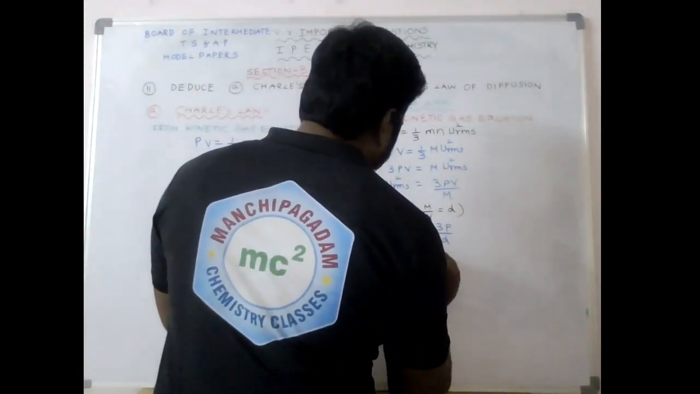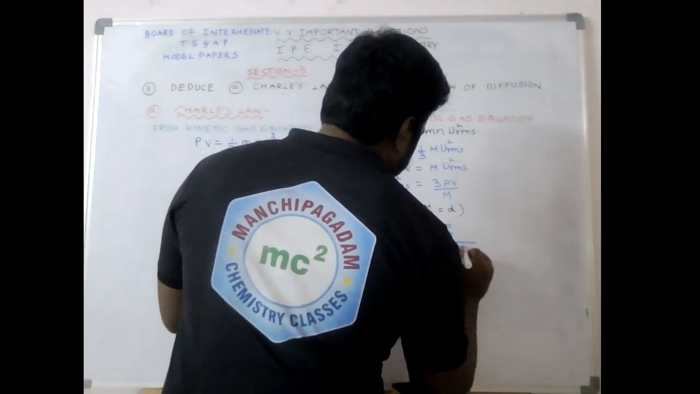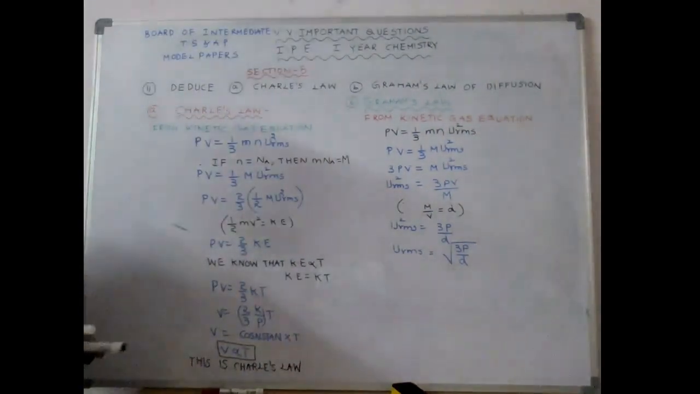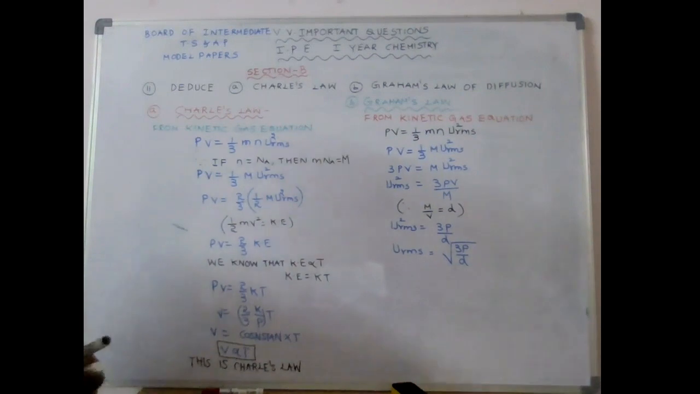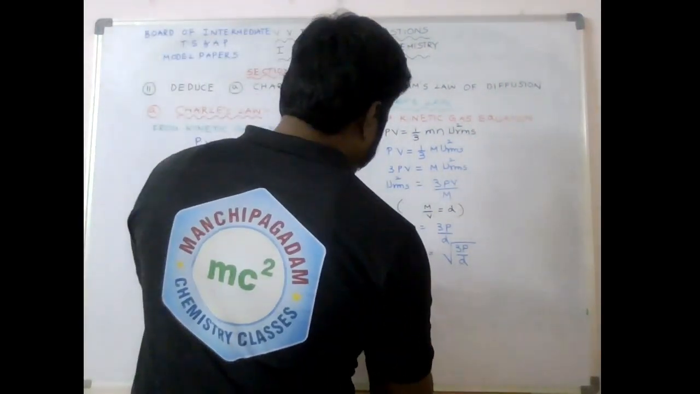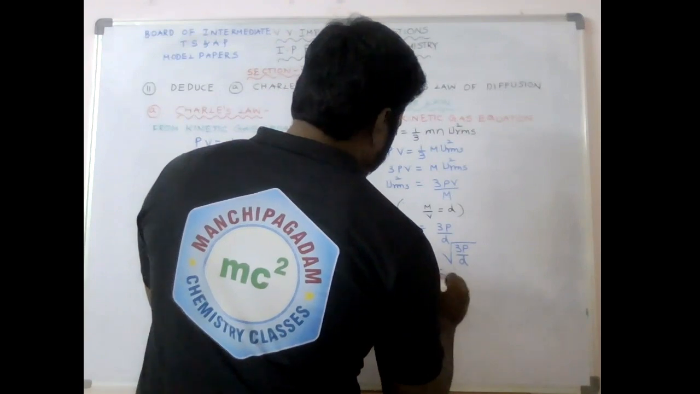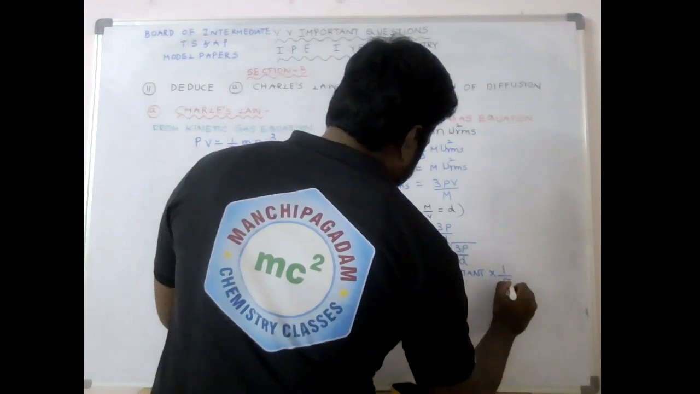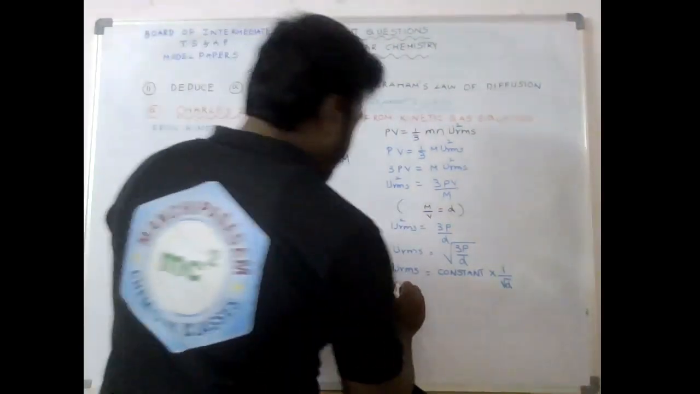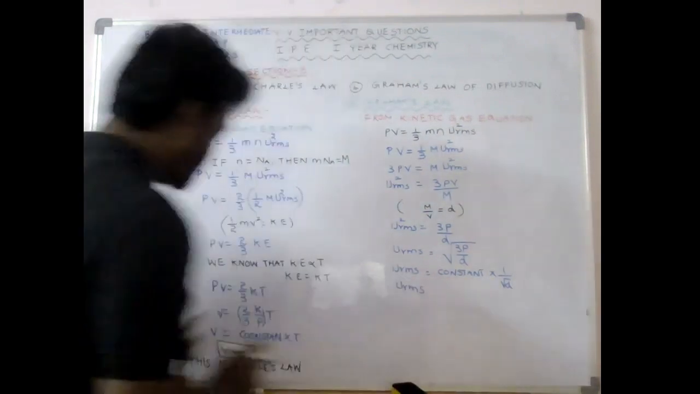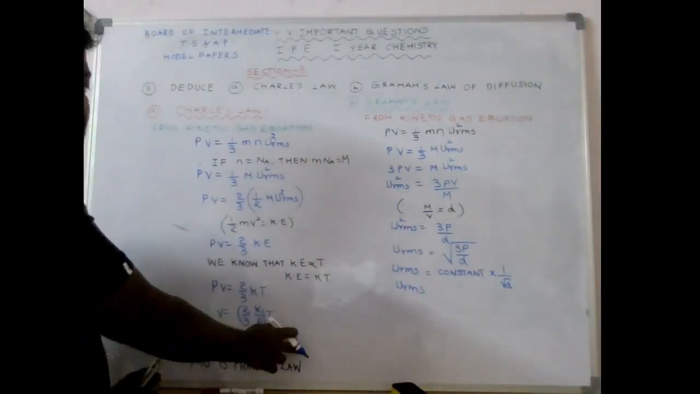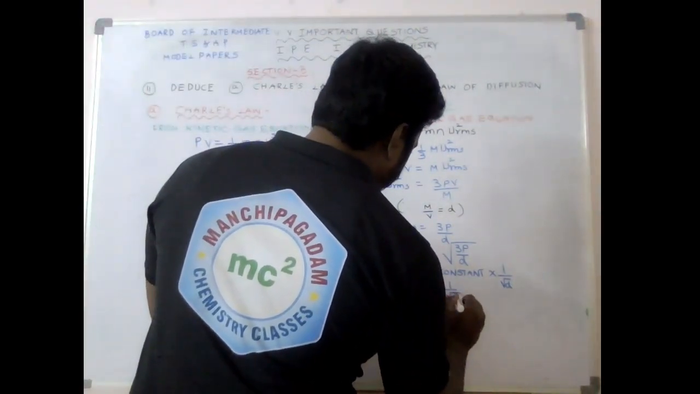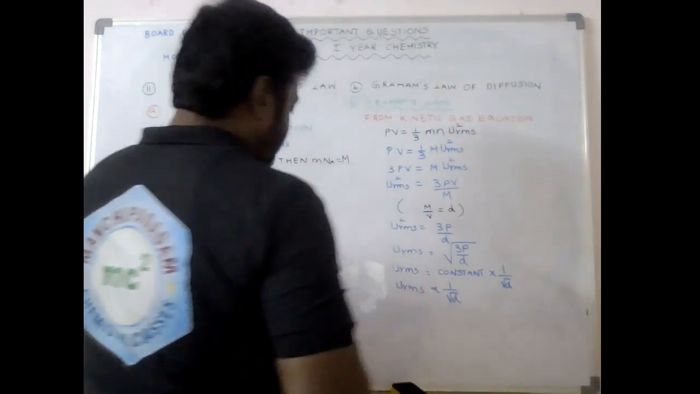URMS is equal to under root 3P by D, correct? So pressure is constant. At constant pressure what will happen? URMS is equal to constant into 1 by root D. Same like V is equal to constant into temperature, so V is proportional to T. In the same way URMS is inversely proportional to the square root of density.